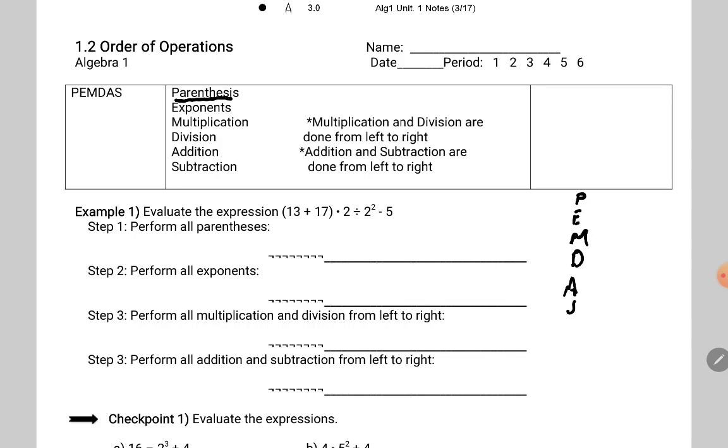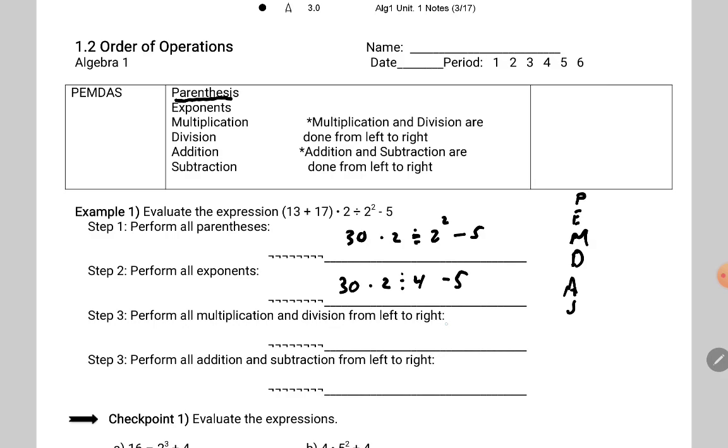First thing we're going to do is P. Perform all parentheses. If there's no parentheses, then you just move on to the next step. 13 plus 17 is 30, and then we're just going to rewrite the rest: times 2 divided by 2 squared minus 5. Next, perform all the exponents. So 30 times 2 divided by 2 squared, which is 4, minus 5.